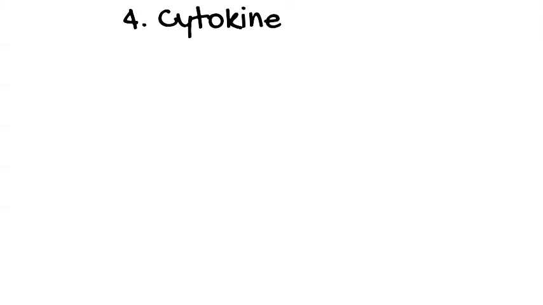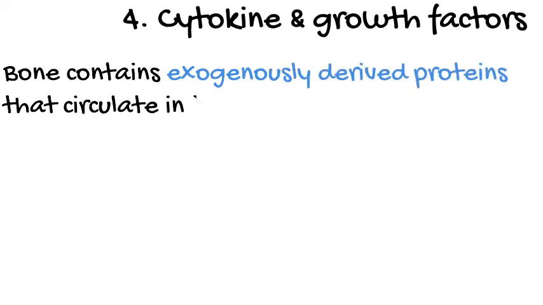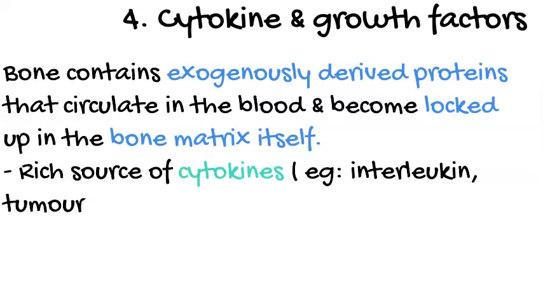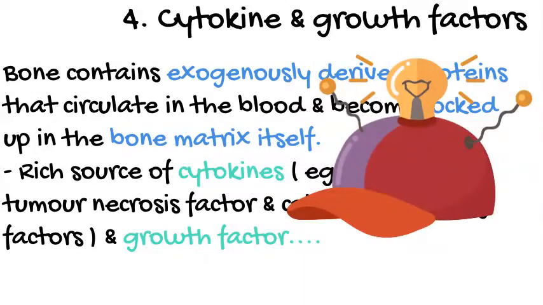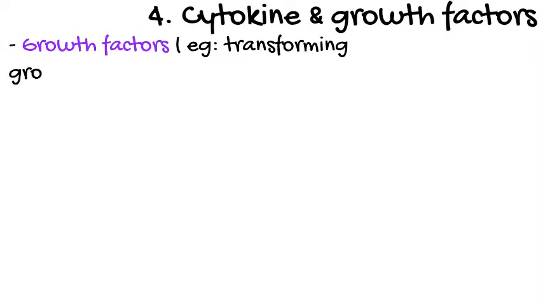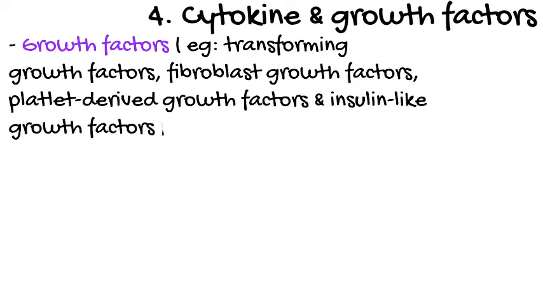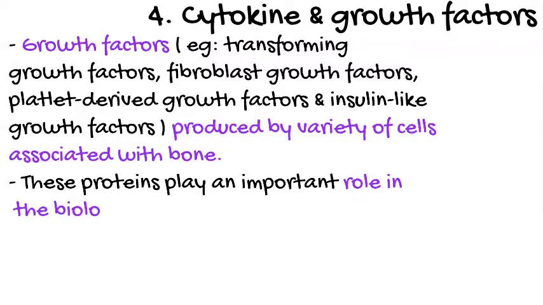The last, or number 4, organic components that we are going to discuss are cytokines and the growth factors. Bone contains exogenously derived proteins that circulate in the blood and become locked up in the bone matrix itself. They are a rich source of cytokines, for example interleukin IL, tumor necrosis factor TNF, and colony stimulating factor CSF, and also growth factors. Next, the growth factors, for example transforming growth factors, fibroblast growth factors, platelet-derived growth factors or PDGF, and insulin-like growth factors produced by a variety of cells associated with bone.